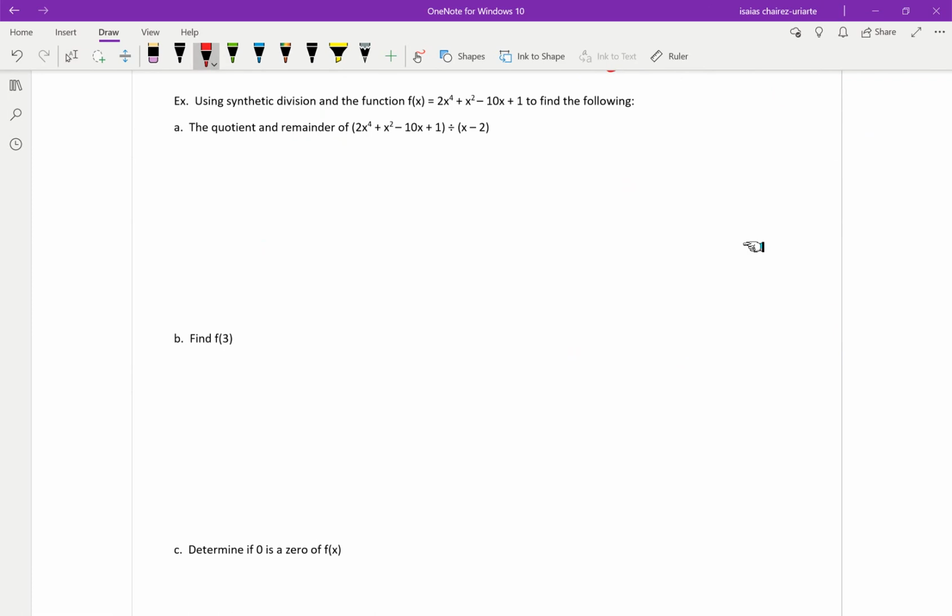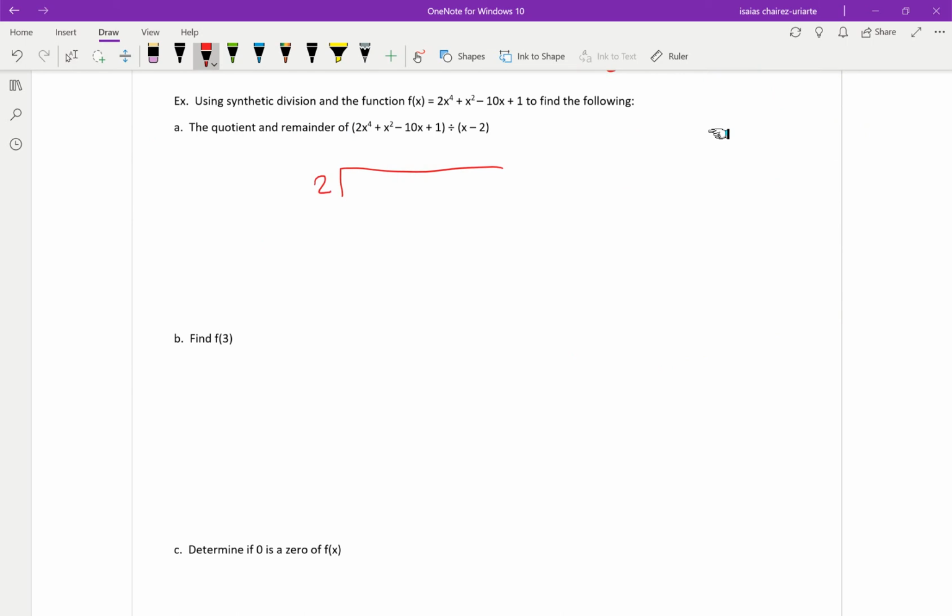The first part. Hopefully you have answers for the first part. The first part just asks us, find the quotient and the remainder of this division. And they want us to use synthetic division. So we're going to do the following. Let me set up the synthetic division. And that's, I don't like, yeah, there we go, that one's better.